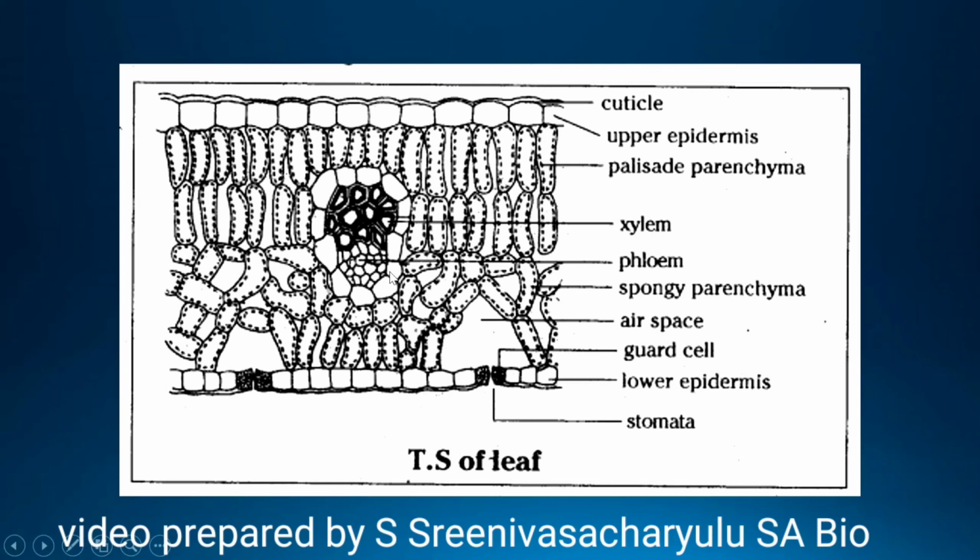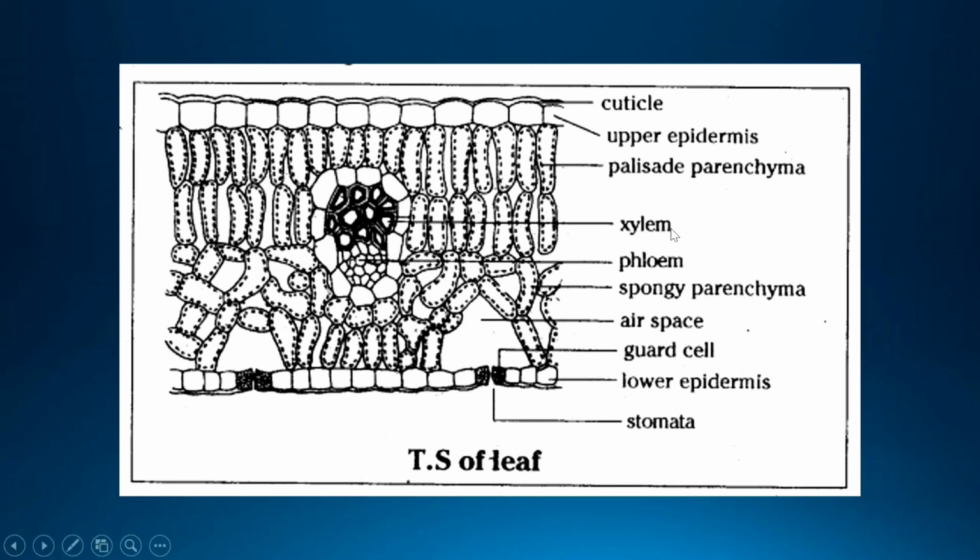In the place of the midvein, there are vascular tissues. These are surrounded by a circle of cells called the bundle sheath. Inside the bundle sheath, there are vascular tissues called xylem and phloem. Xylem conducts water and phloem conducts food material.